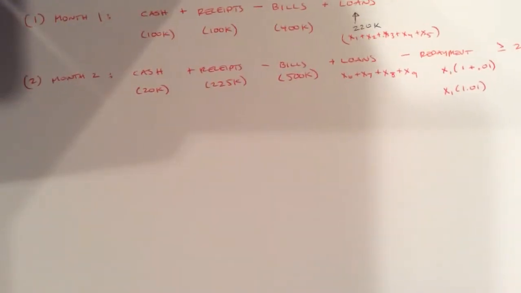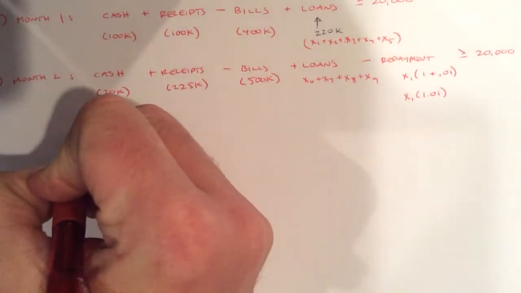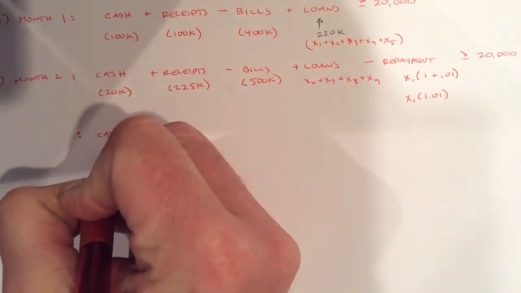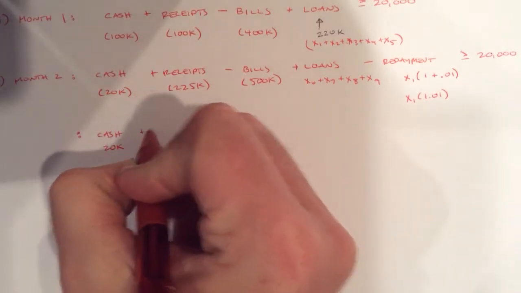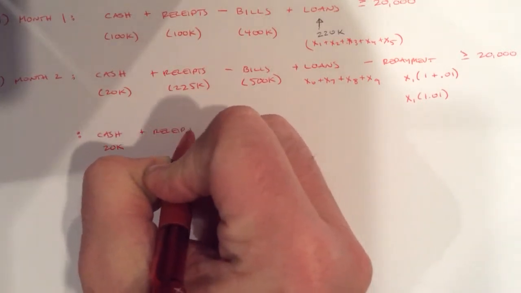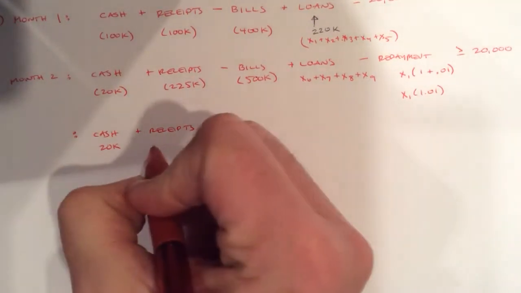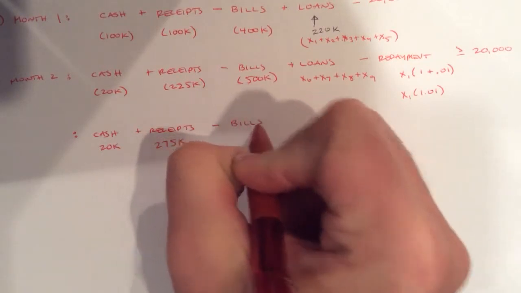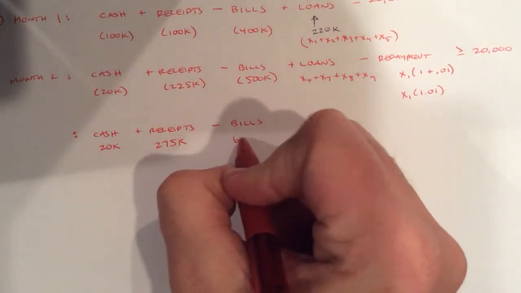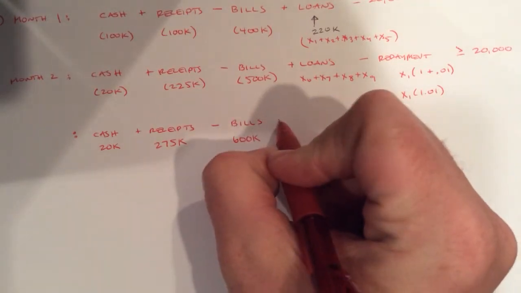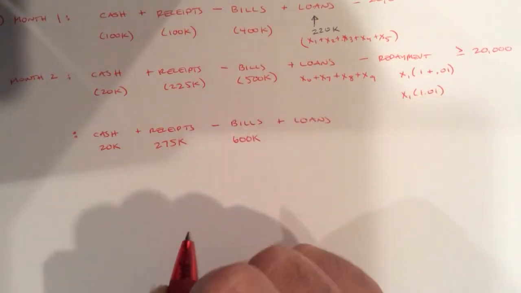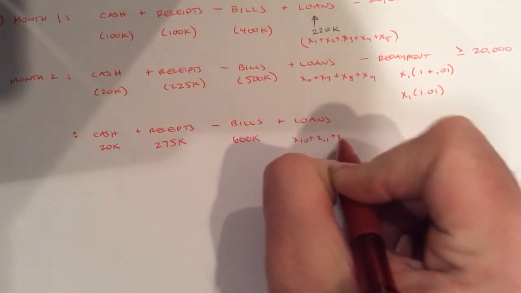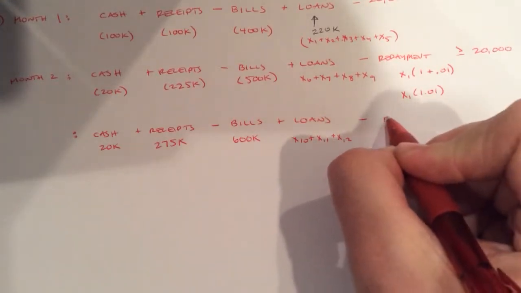Okay, so we'll try to do our third constraint in the same window. So we have cash on hand. Okay, so the cash on hand we have is 20K. We have our receipts, cash receipts that we have. And cash receipts in this are going to be 275,000 minus our bills. Okay, and this our bills, man, they keep going up. 600,000 plus our loans. Well, how many loans do we take out in this period? Well, it's just X10 plus X11 plus X12 minus our repayment.